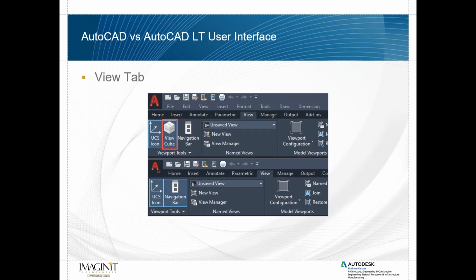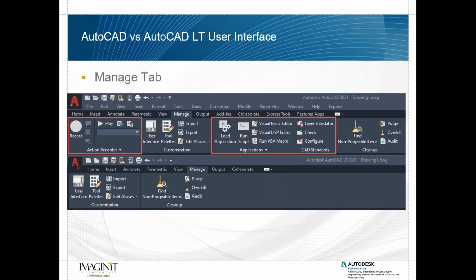In the View tab, the big difference here is that inside of basic AutoCAD, you have the View Cube, which gives you your 3D navigation. You do not have that 3D navigation in AutoCAD LT because it's not native. However, I can actually show you how we do this. You can get some of the 3D views in AutoCAD LT so that you can see some information. So just bear with me. We'll get through this. We'll show you the differences here.